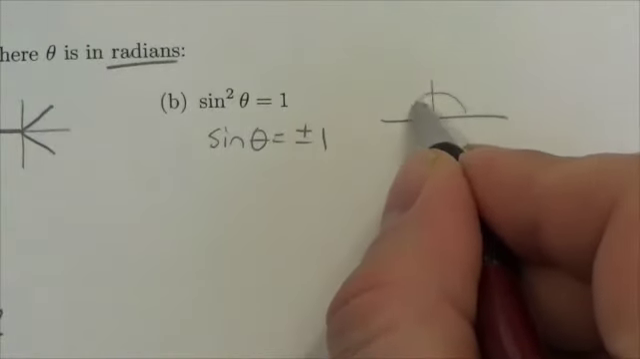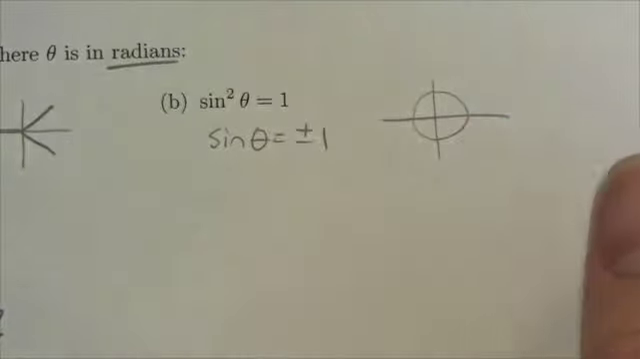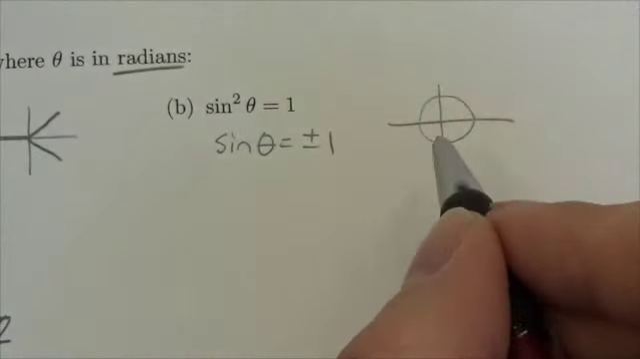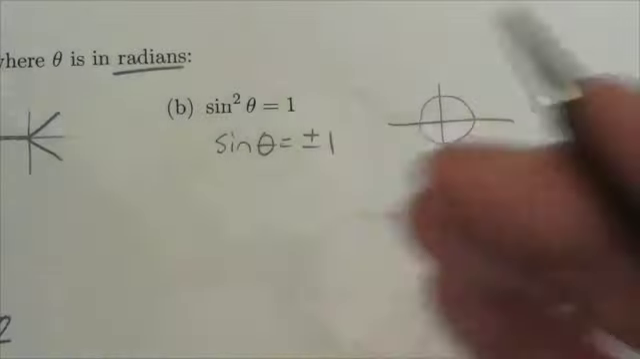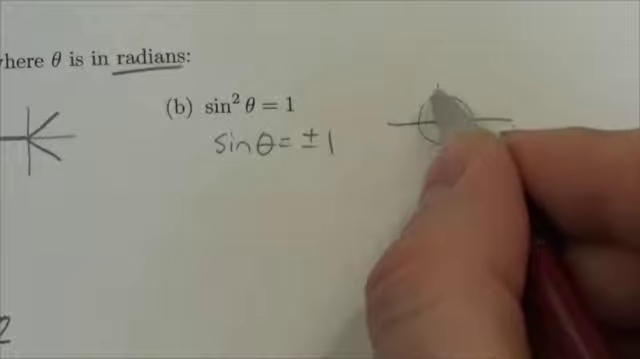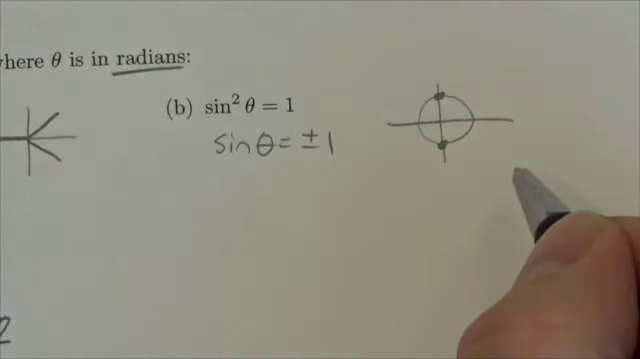Sine is related to the y-coordinate. So I just got to think here. When does sine go to +1? When does sine go to -1? So basically, when does it hit its extremes? And the answer is when the y-coordinate is equal to 1 or -1, and that's right here on the y-axis.